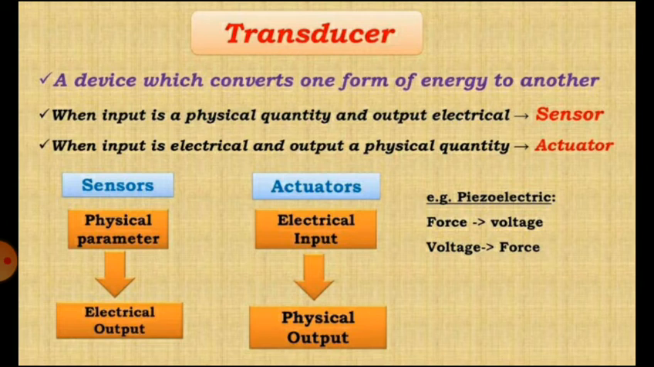Now see the basic difference between sensor and actuator. When the input is a physical quantity and the output is an electrical quantity, then it is called a sensor. When the input is electrical and the output is a physical quantity, then it is an actuator. So that is the basic difference. In sensors, the physical parameter is converted into electrical output, and in actuators, electrical input is converted into physical output.